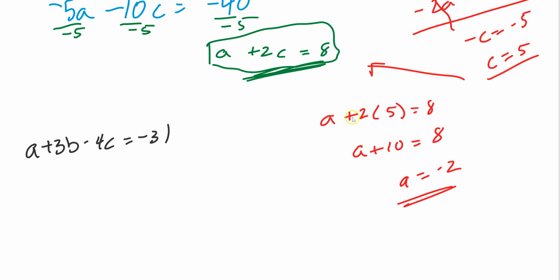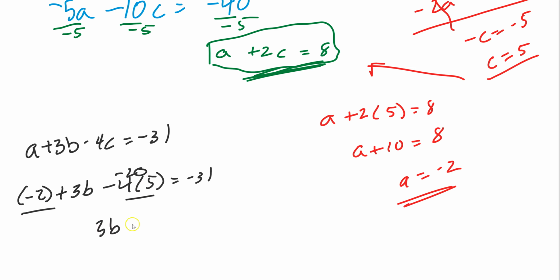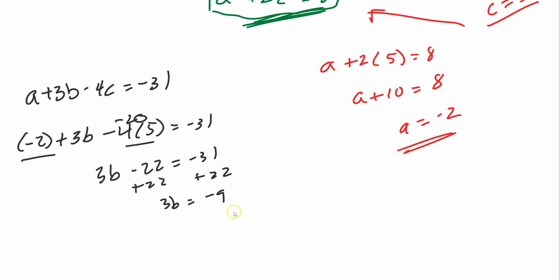Alright, so I'm gonna plug both of those back into here, sub them in. So I get negative 2 plus 3b minus 4 times 5 equals negative 31. This is negative 20. I can add those up. I get 3b minus 22 equals negative 31 plus 22. Now your book generally has all these work out nicely, so if you got a bad answer, you probably made a small mistake somewhere. It's so easy to make a small mistake. B equals negative 3. So there's my answers. A is negative 2, B is negative 3, and C is 5.